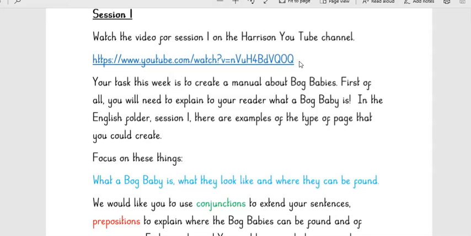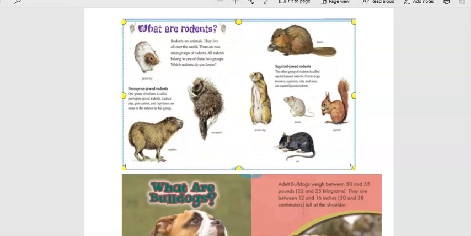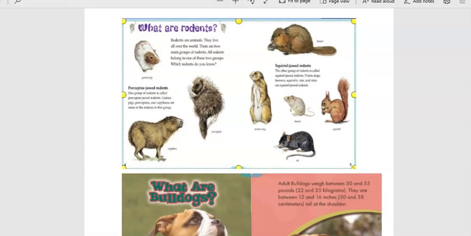First of all though, you'll need to explain to your reader what a bog baby actually is, because they won't know. So, in the English folder, session 1, there are some examples of the types of pages that you could create. So as you can see here, this isn't about bog babies, but this is a page about rodents. And it's got pictures of rodents, and it's got little chunks of information, paragraphs, with some subheadings, and it explains to you what rodents are.